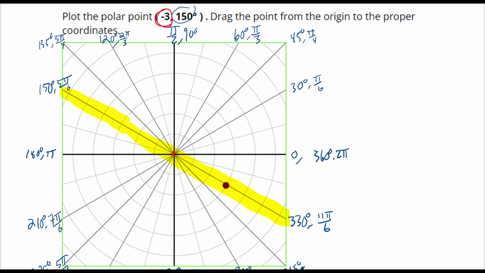This point's called the pole. So it's going to be this direction, 1, 2, 3. And that's why it's right there.